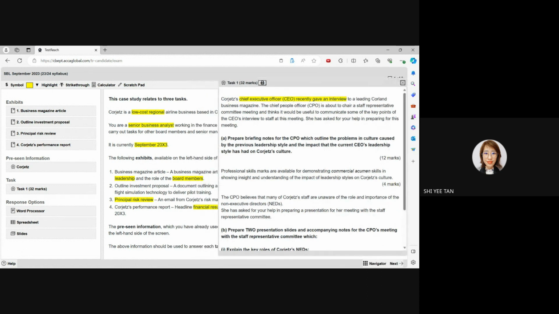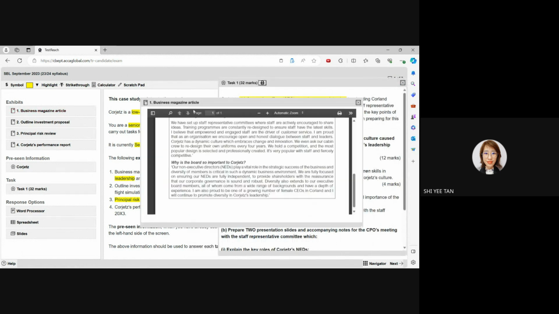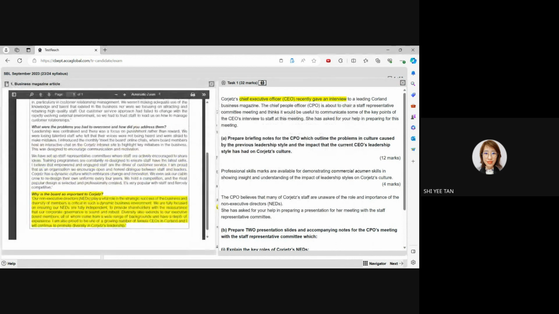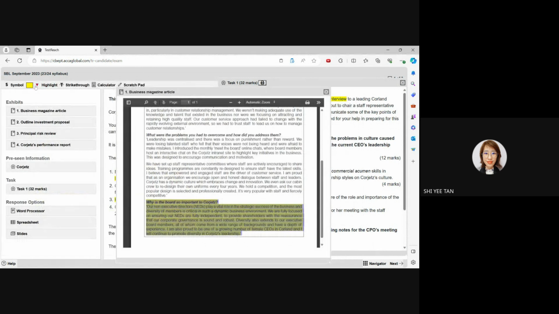It's talking about the CEO interview. I think it's very, very obvious, right? So for part A, probably you will read exhibit 1 to answer it. And this highlight can be removed. Just now I was testing this one, this can remove the highlight.